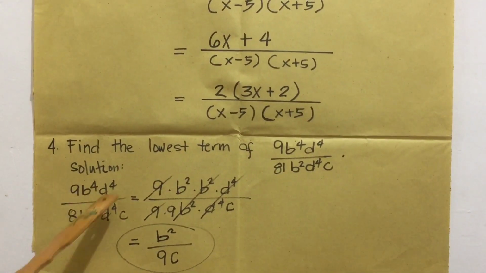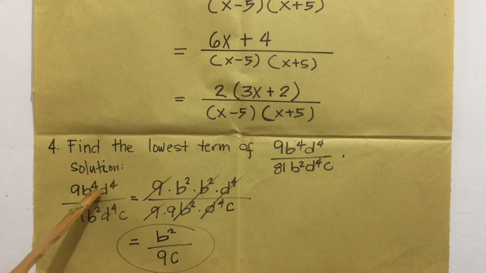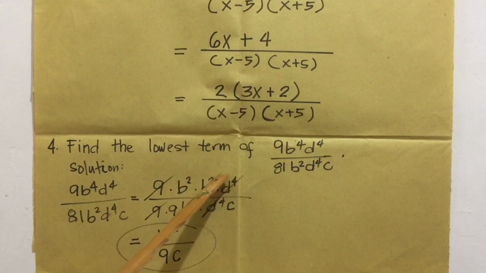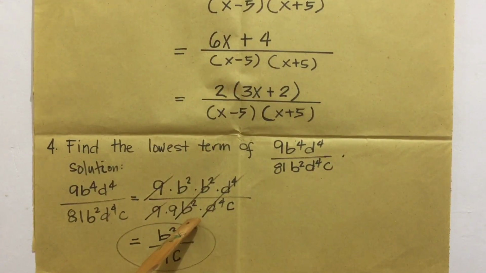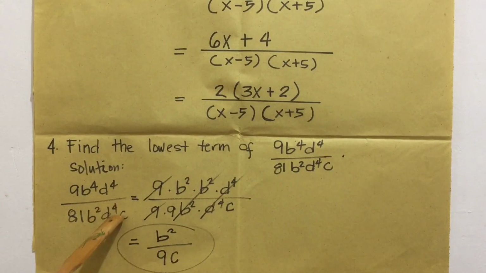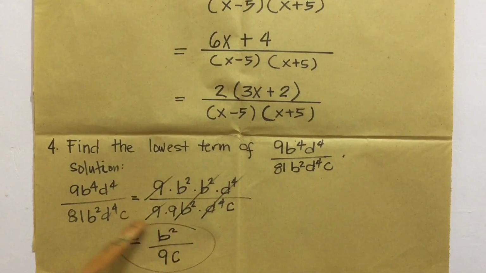For the variable, you have b raised to 4 and b squared. So what we have to do is to factor the b raised to 4 into b squared times b squared. Then copy b squared to the denominator. And d4 no need to factor because we have the same d4 in the denominator. So d4 just copy, and copy c.